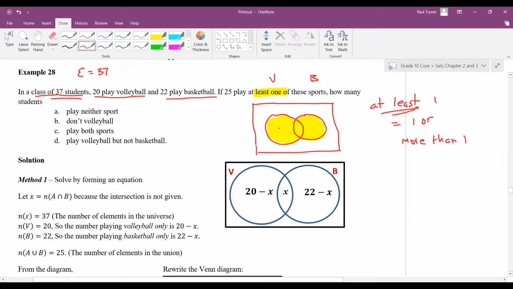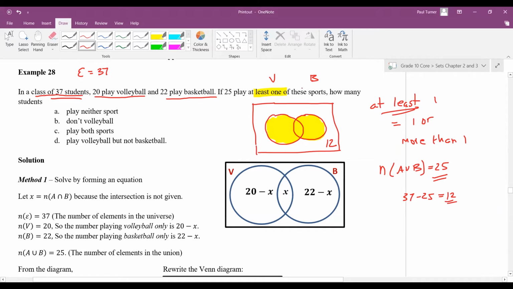So at least one sport is one sport or more than one. So one sport would be here or here, and in the middle here would be two sports. So there are 25 people in this yellow region. So we could write that as the number A union B is 25. There are 37 in the class, which means there must be 12 outside, because 37 minus 25 is 12. So 12 students don't play any of the sport. So we can put that number in here.